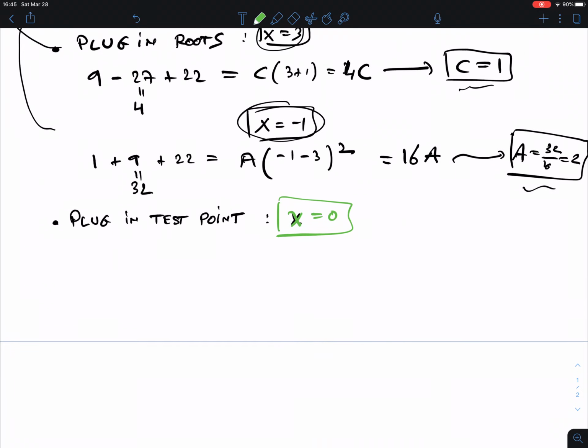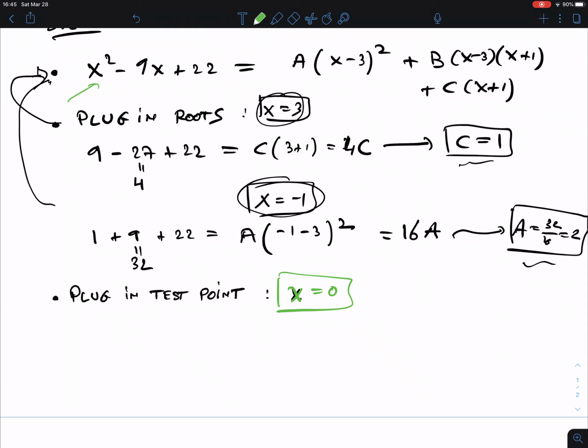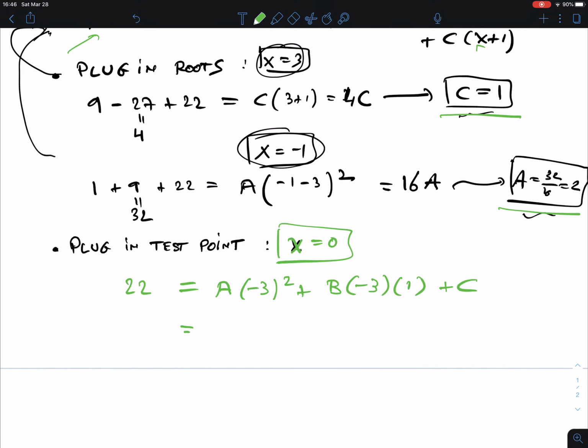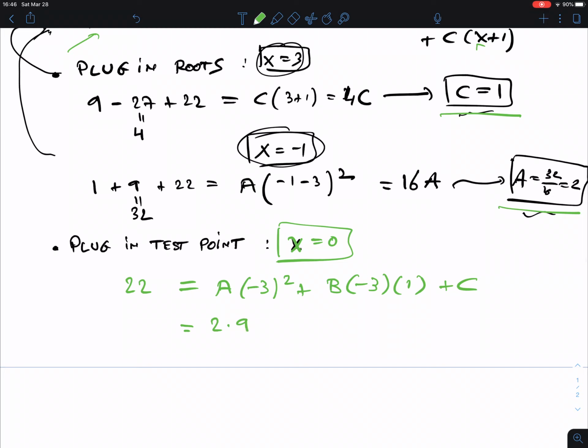Okay, so if I plug this in, again, plugging in meaning in this equation here, I get 22, right? The first two terms are 0, equals a times minus 3 squared plus b times minus 3 times 1. I'm plugging 0 everywhere here, right? And then here 0, that gives me plus c. But we know what c is, we know what a is, so we can replace a by 2. So this is 2 times 9 plus b, which we don't know. This is minus 3 times b. Perhaps I should not write a plus here then. And c was 1, plus 1.